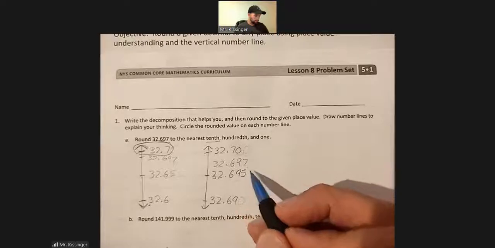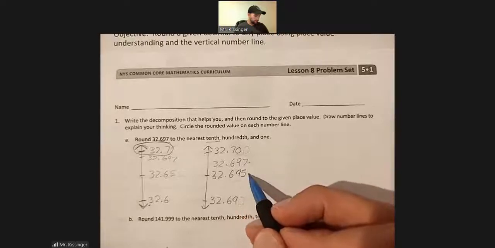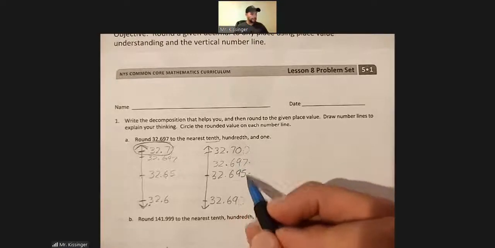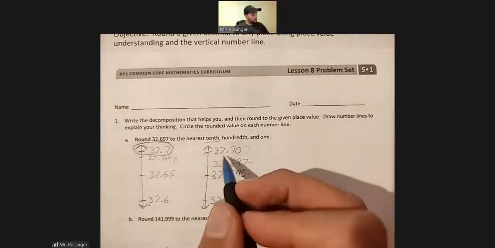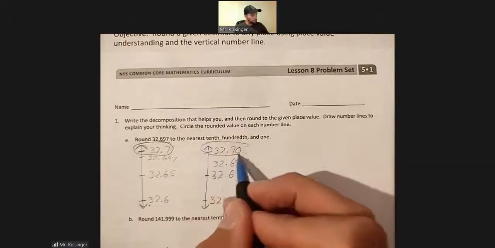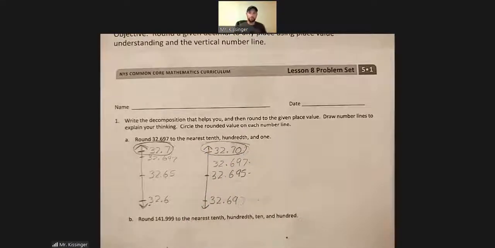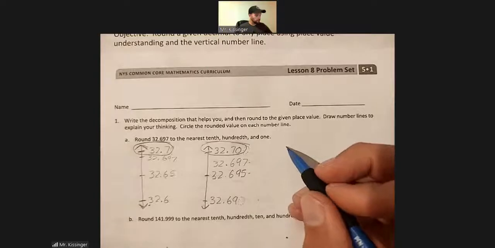32.697. We see our 7 here is bigger than our 5. So we know it's higher than this number here, and we're going to round up. So when we get our final answer, it'll be 32.70 when we round to our nearest hundredth. And finally, we're going to round to our nearest 1.